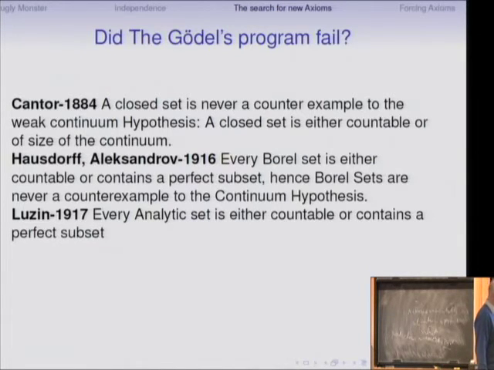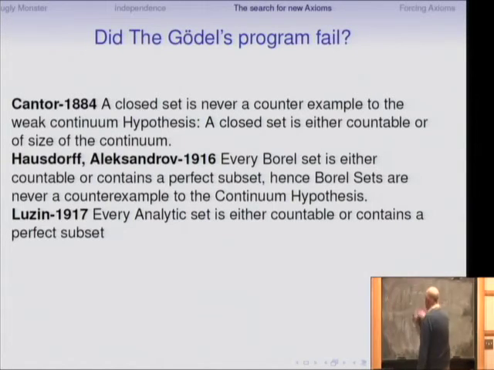Now you can continue from the Borel sets to more complicated sets. Luzin, in 1917, showed that every analytic set is either countable or contains a perfect subset. An analytic set is something that you get as a continuous image of a Borel set, or typically you think about that as a projection. It's the same thing. Namely, here is a Borel set in the plane. You look at a projection. That's what you call a set that you can get as a projection of a Borel set in the plane. That's an analytic set. It doesn't have to be Borel.